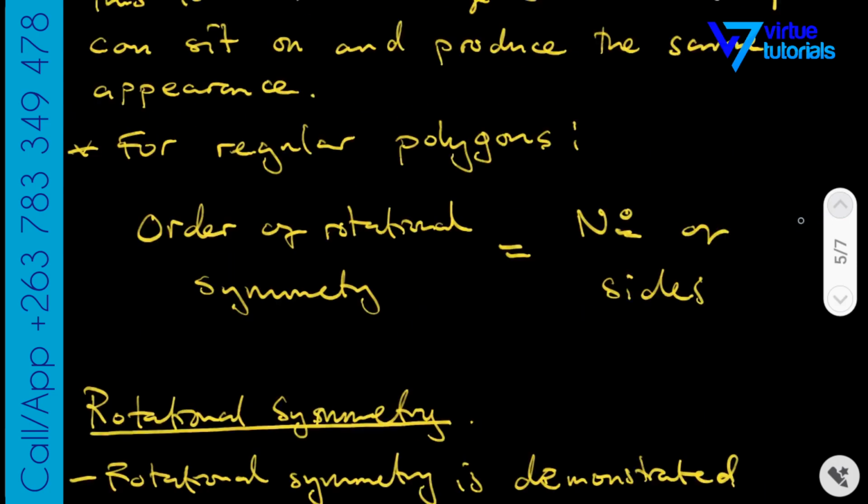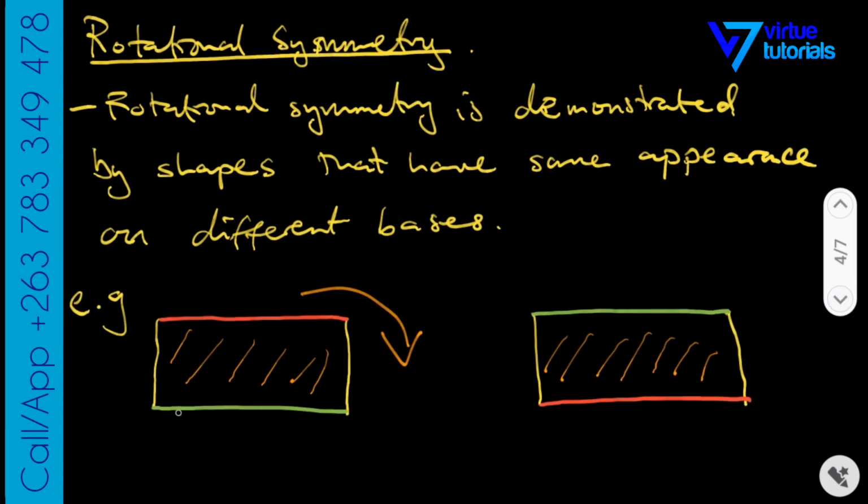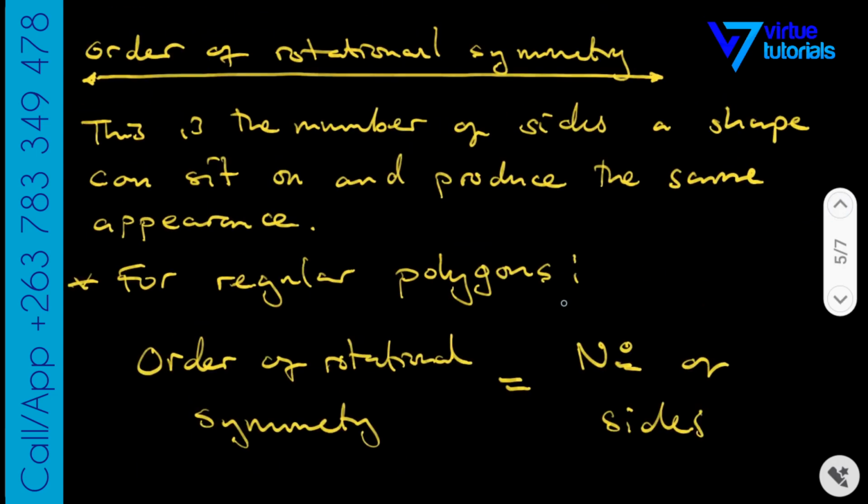Now, we need to look at the order of rotational symmetry. The order of rotational symmetry is the number of sides a shape can sit on and produce the same appearance. So if you look at our first shape here, this first shape could sit on two different sides and produce the same appearance. So this shape had an order of rotational symmetry of 2.